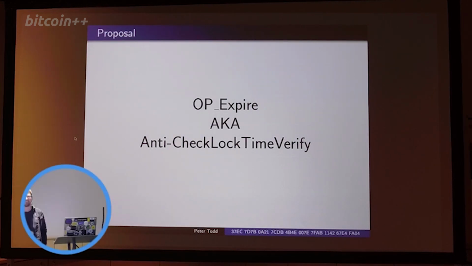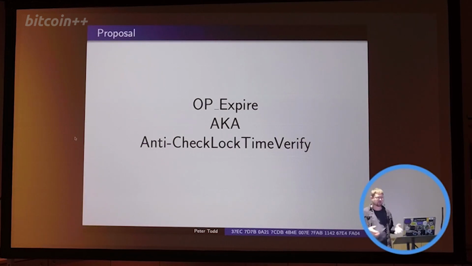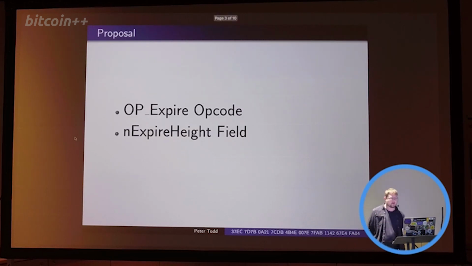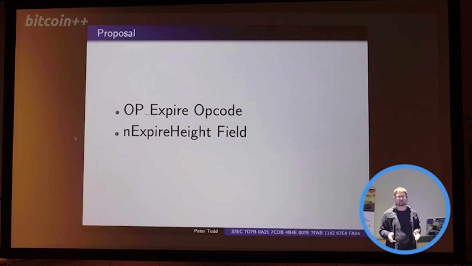Anti-CheckLockTimeVerify. It does basically the opposite of it, which is, if you remember CheckLockTimeVerify, it's associated in lock time. You prevent a transaction or an output from being spendable until a time period. Opexpire, as the name suggests, prevents it from being spendable or mineable after a time period. And concretely, that means we actually need 2 things in it to make a usable thing. One is we need an opexpire opcode, but then we also need some kind of an expire height field.